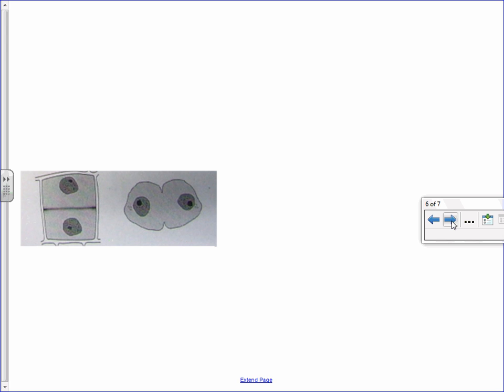Now, if you notice the biggest difference here, you still have 2 circular portions of a cell, and you still have 2 rectangular cells. What is the difference between the two? Well, first of all, what's the next step? This is telophase. Cytokinesis, which means what? The splitting of the cell. Now you're going to have 2 new separate cells.